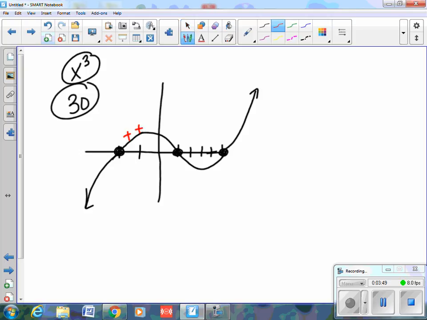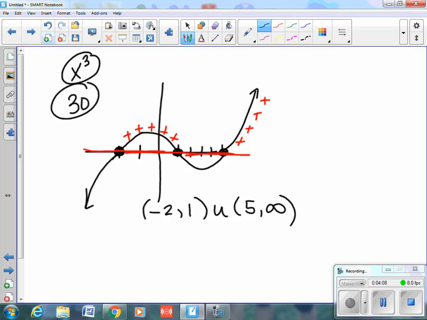This part is above the x-axis, and this part is above the x-axis. The part that's above the x-axis, because it's greater than. The final answer is from -2 to 1, union with 5 to infinity. So by looking at the graph, if they ask you for less than 0, it's everything below the graph. I don't know which way they're going to ask you, so make sure you know what you're doing, below the graph or above the graph.